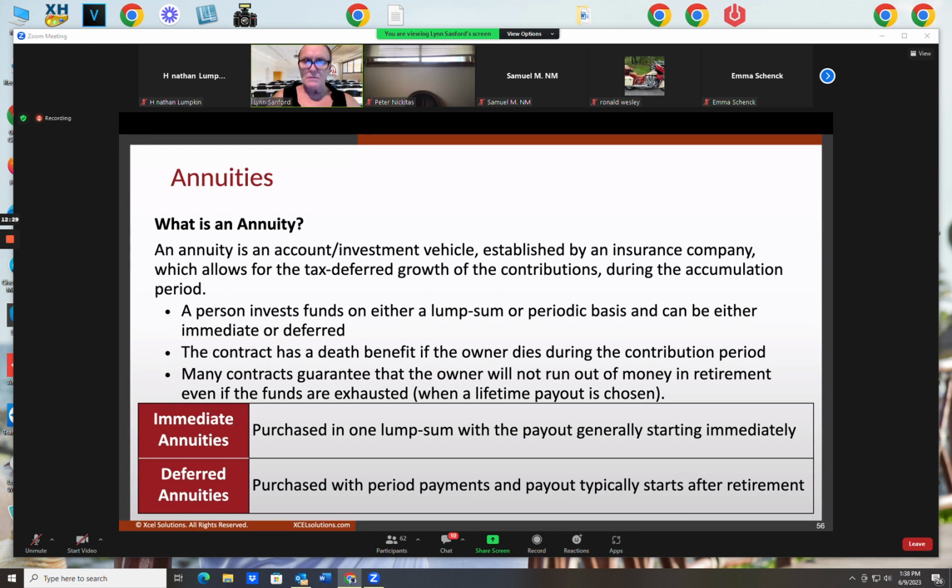Then when you take the money out, you have to determine how the dollars went in. If they went in pre-tax, then any money you take out will be taxed. If it went in after tax, when you take the money out, you pay tax on growth only.